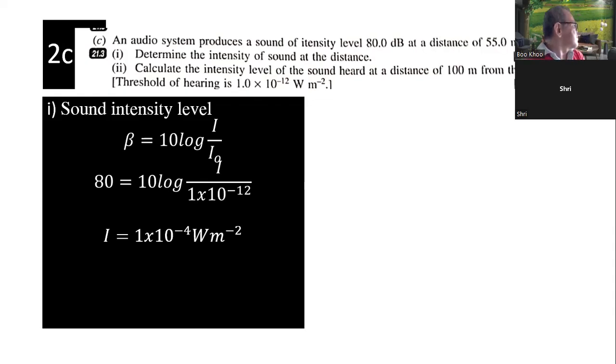Usually they ask you to define. So that's the other formula you need to use. Right? I R squared. What am I doing? Oh, we have calculated that already. And calculate the intensity level of sound at 100 meters from the source. What should I do?